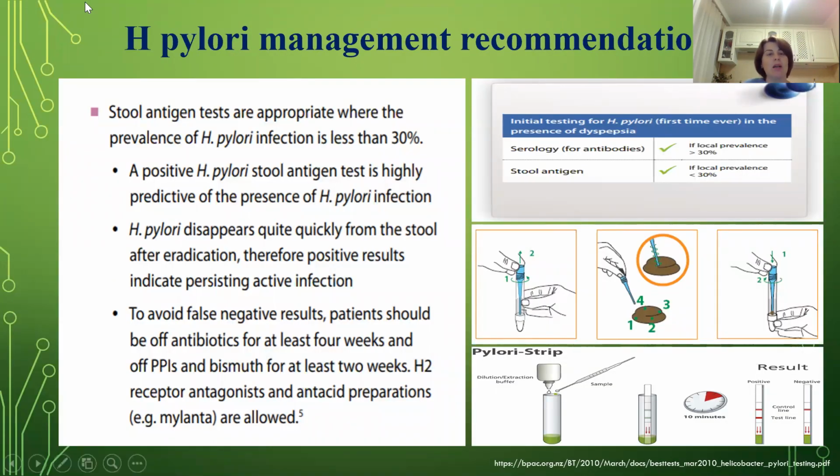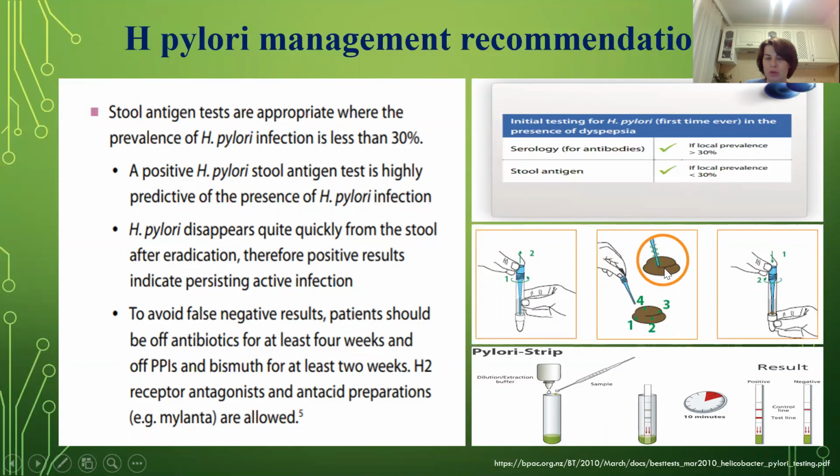Stool antigen tests are appropriate where the prevalence of Helicobacter pylori infection is less than 30% in the population. A positive stool antigen test is highly predictive of the presence of this infection. Helicobacter pylori disappears quite quickly from the stool after eradication. Therefore, positive results indicate persistent active infection. To avoid false negative results, patients should be off antibiotics at least 4 weeks and off proton pump inhibitors and bismuth at least 2 weeks. H2 receptor antagonists and antacids are allowed.